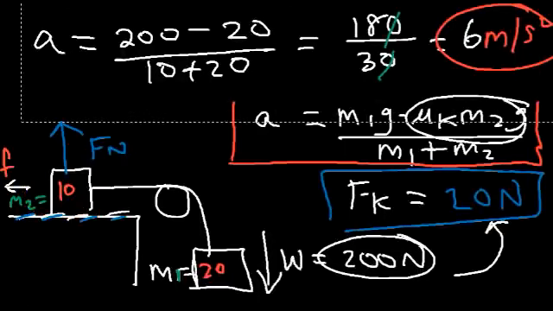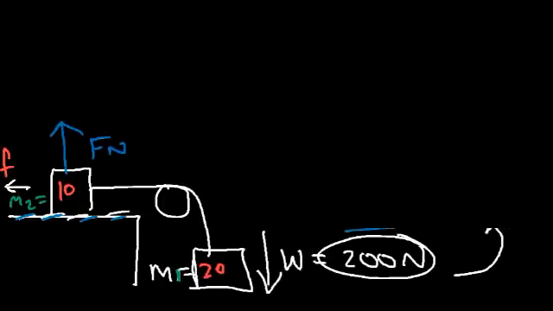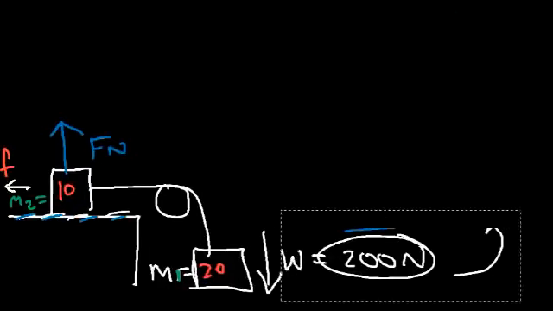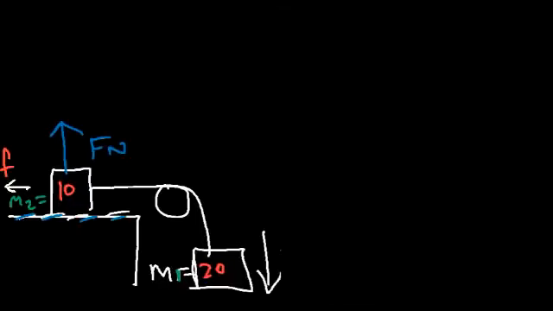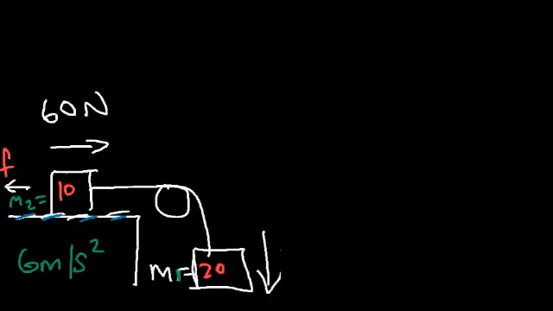So now that we have the acceleration of the system, let's calculate the tension force. Feel free to try that yourself. So I'm going to put the acceleration over here. So the first thing we need to do is find the net force acting on each block. So what is the net force acting on the 10 kilogram object? It's going to be m times A, 10 times 6, which is 60. So we have a net force of 60 newtons.